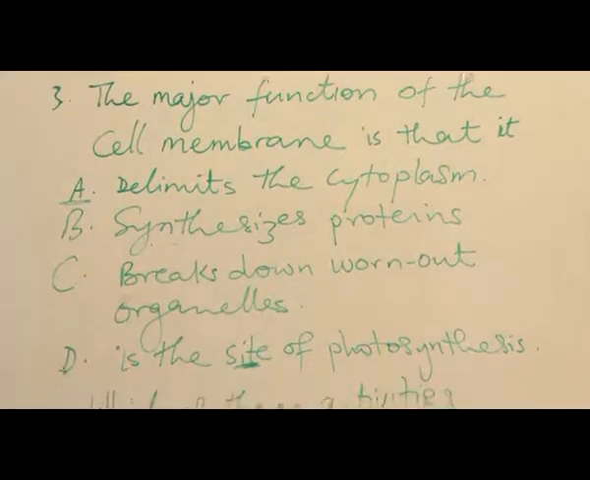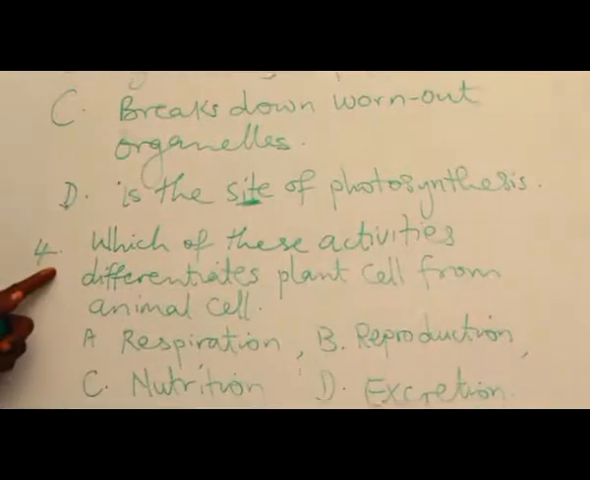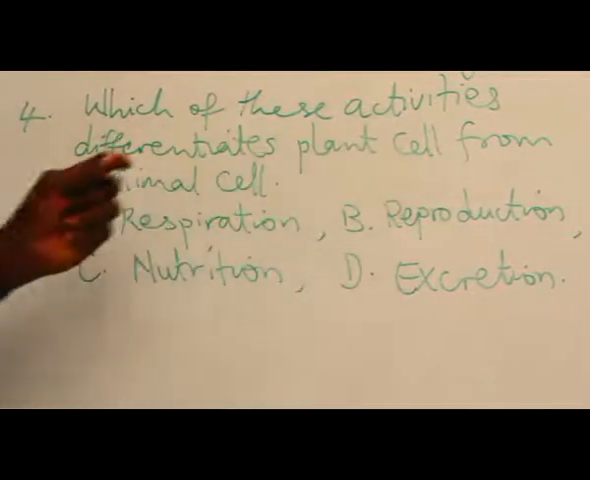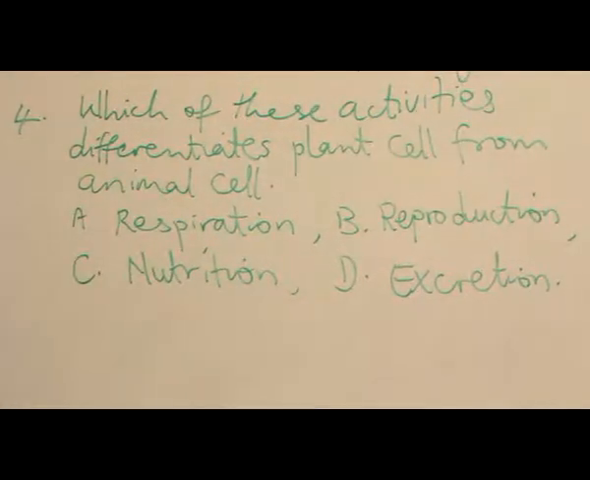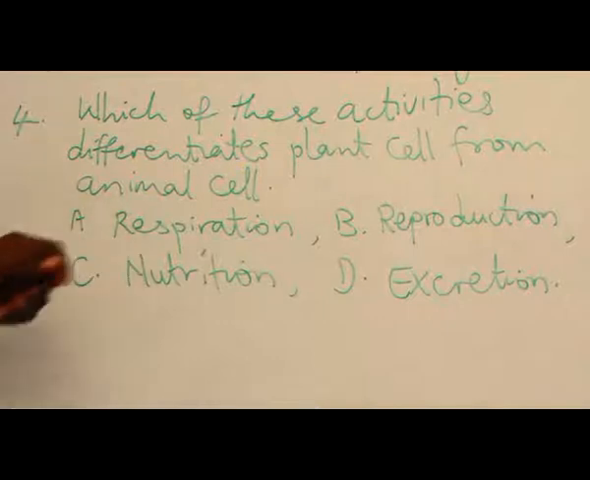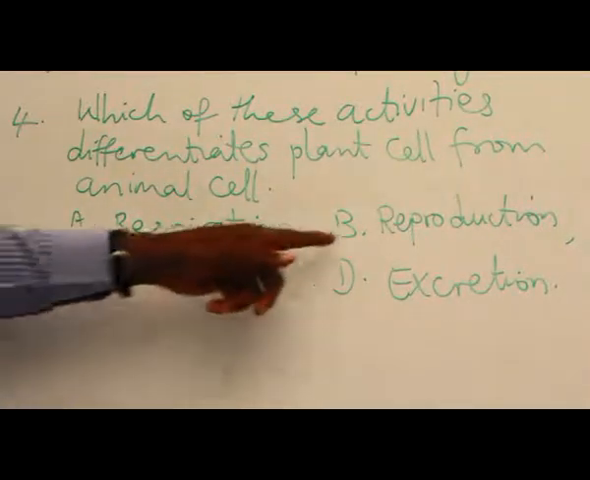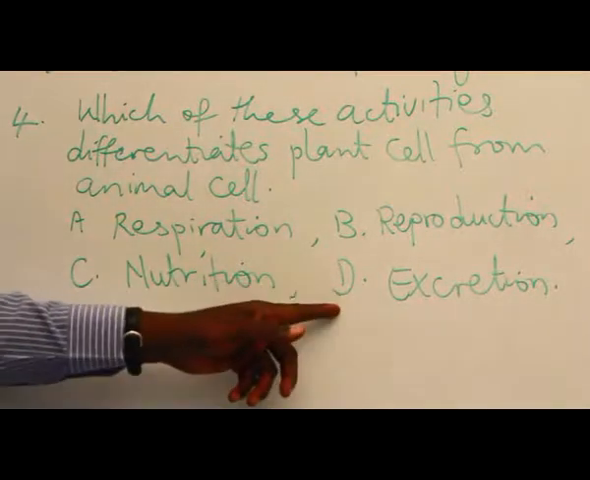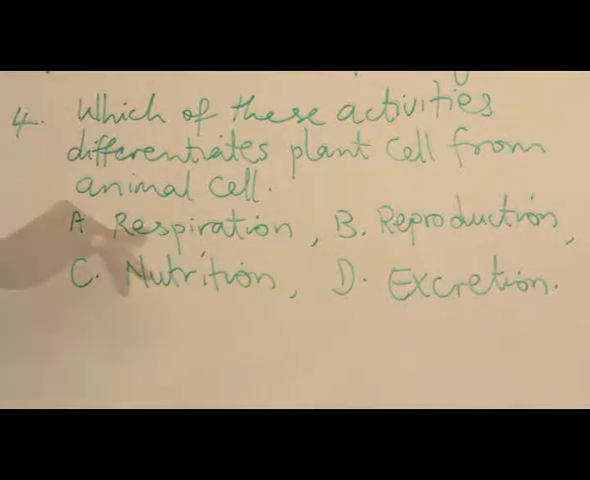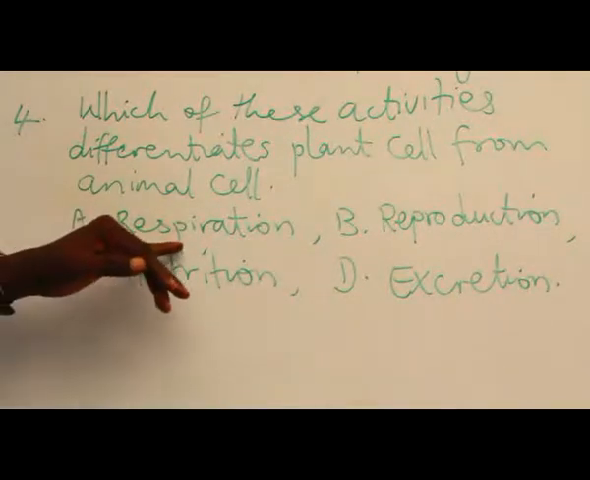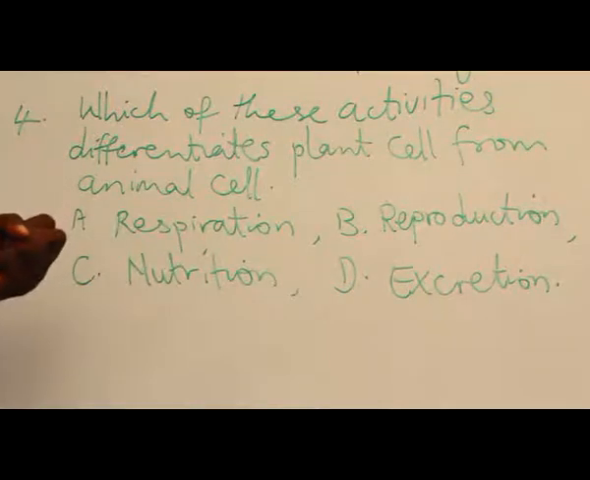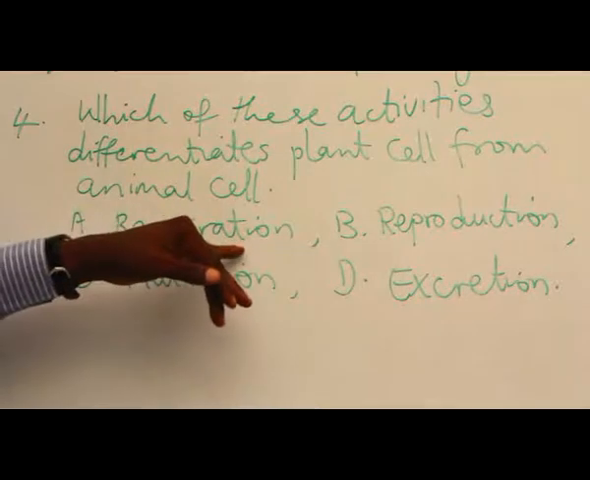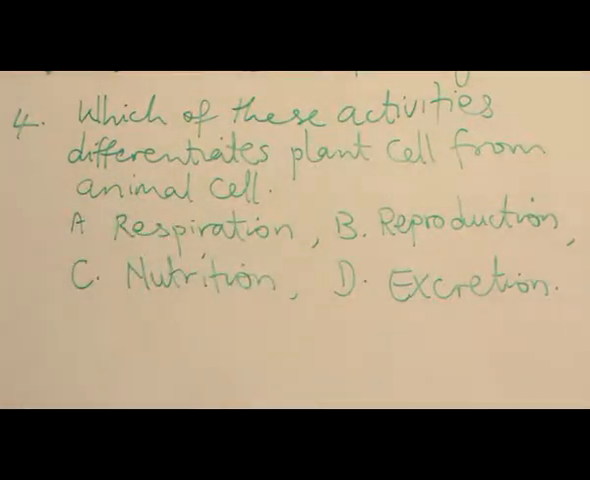Let's go to number 4. Which of these activities differentiates plant cell from animal cell? We have A, respiration, B, reproduction, C, nutrition, and D, excretion. Respiration is the process of breaking down glucose. It's a metabolic process of breaking down glucose to produce energy, ATP.